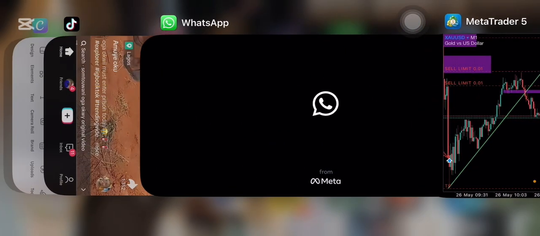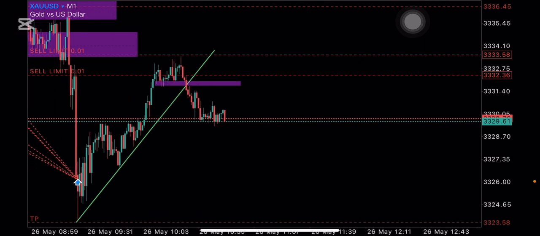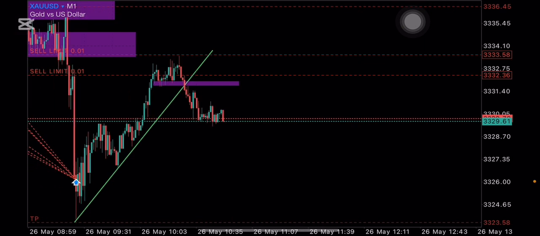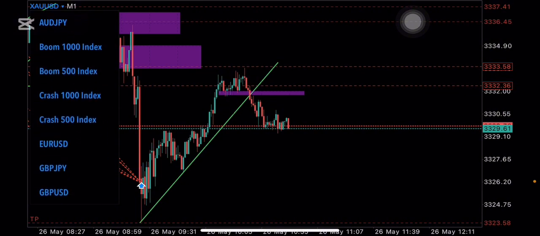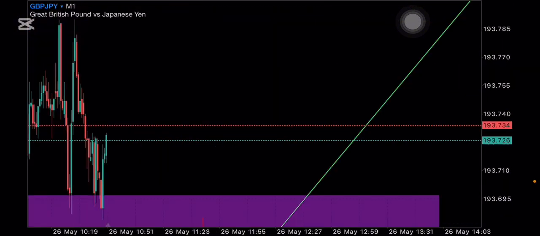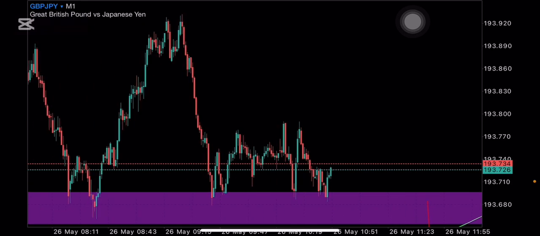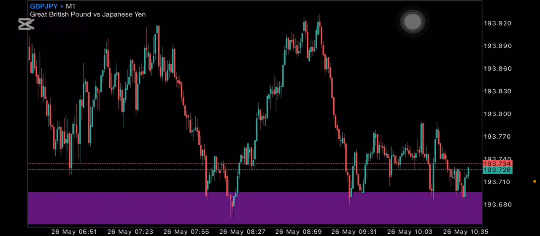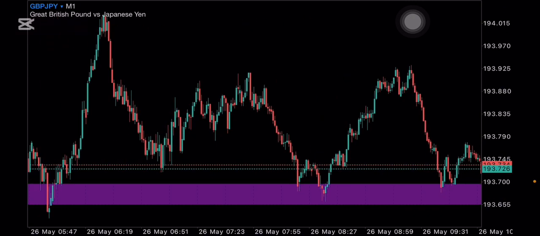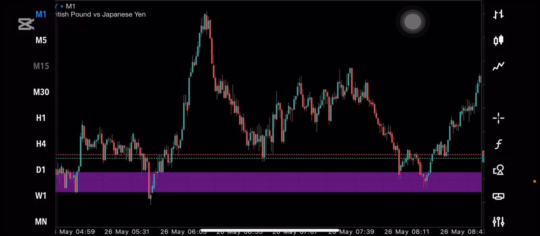So this is exactly the same strategy I use all over, including synthetic indices, gold and other currency pairs. It's as simple as this. Your top-down analysis will give you a clear direction of where price is headed, so you don't chase price, and you trade with more confidence, because you know the direction of price, you know your entry point, you know your exit point. You calculate your risk and you trade with peace of mind.